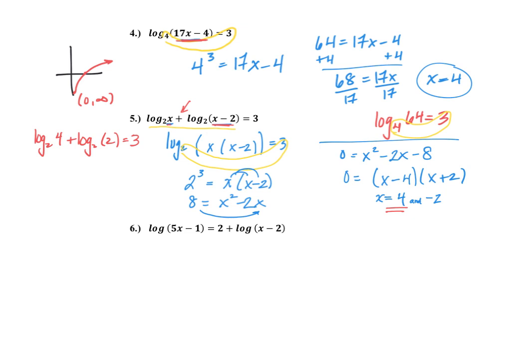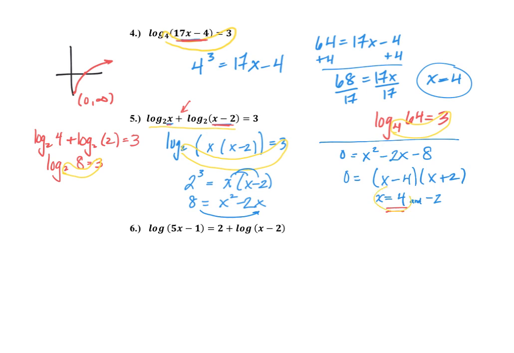I always like to make sure that my answers work. Well, here again I have a sum of logs. And when I have a sum, I can write it as a single log by multiplying those arguments. So if I take the 4 and the 2 and I multiply, it gives me 8. So log base 2 of 8 is equal to 3. Is that true? Absolutely, because we all know that 2 cubed is going to be 8. All right, I'm happy with my 4 solution.